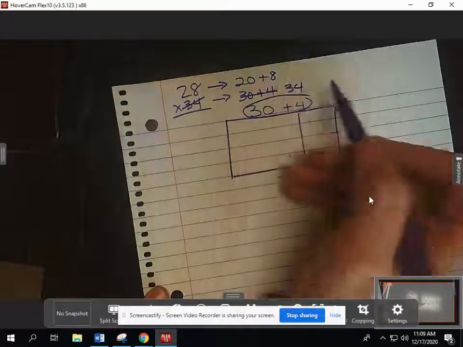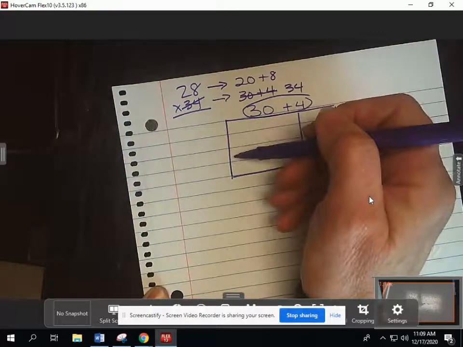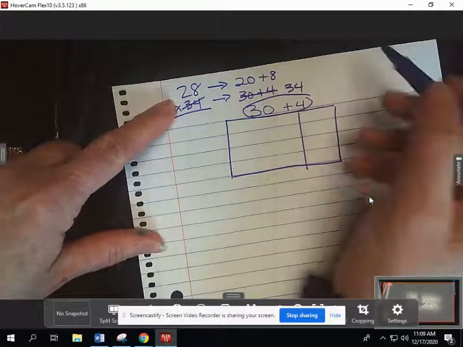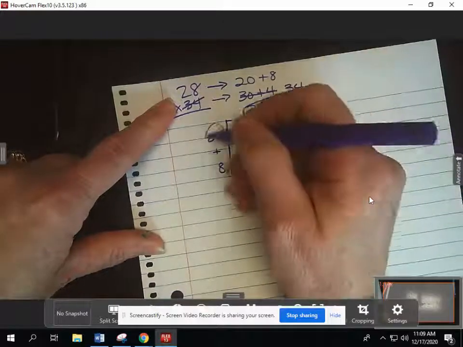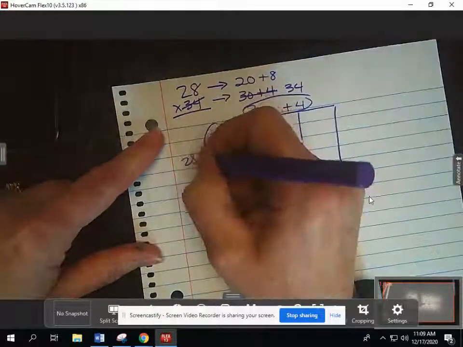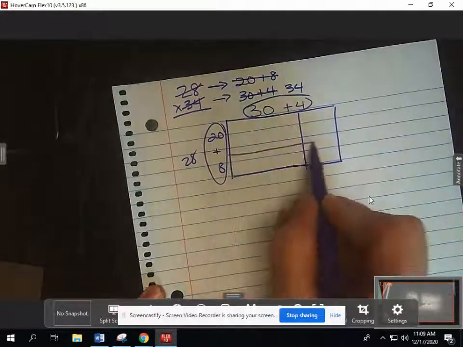We have another set of factors, another factor we need to put here. We've broken 28 into 20 plus 8, so we have 20 plus 8. I know that 20 plus 8 is 28. Okay, I've checked it. I've got both of them. I've got that done. I can start working on my multiplication.